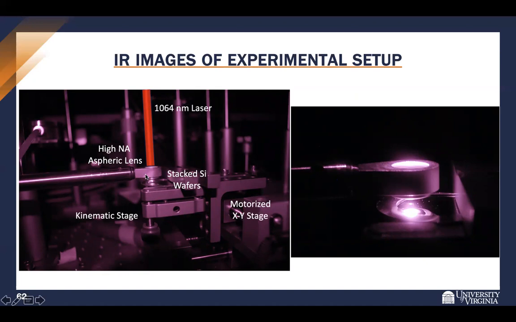It gets focused by a high numerical aperture aspheric lens, and it's focused to the interface between two stacked silicon wafers. The two wafers are kept level by a kinematic stage, which is necessary because the depth of focus is roughly 10 to 15 microns using this lens. And this whole setup is translated by a motorized XY stage under the beam. And on the right, you can see a close-up of the infrared light going through that high NA lens and being focused through the front wafer to the interface between the two.